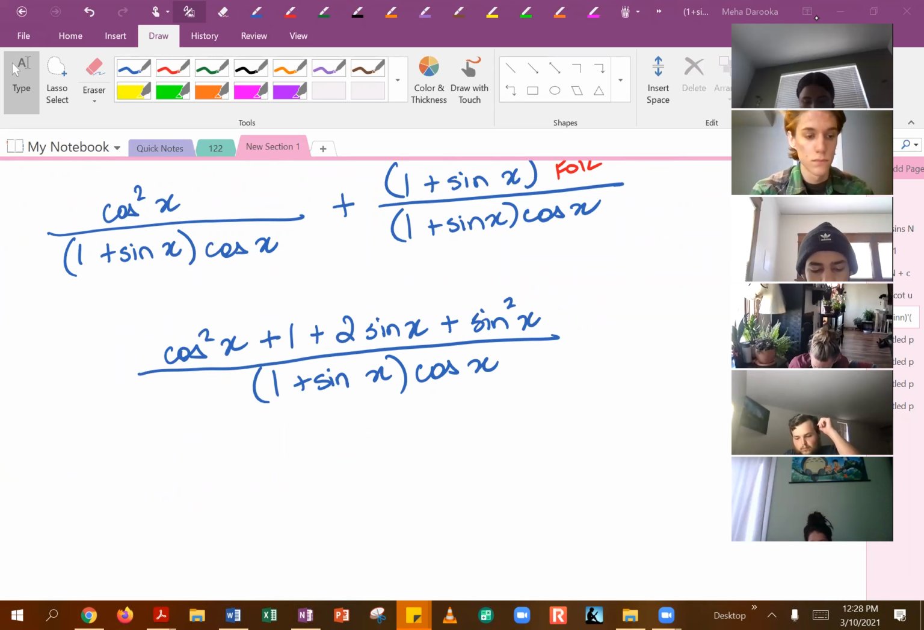Now think about this. What fundamental identity can I use to simplify this further? Abdulaziz, you're talking about changing cosine squared into 1 minus sine squared. What else can we use instead of rewriting cosine into a sine?